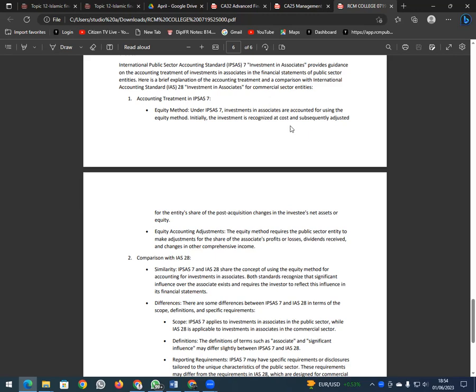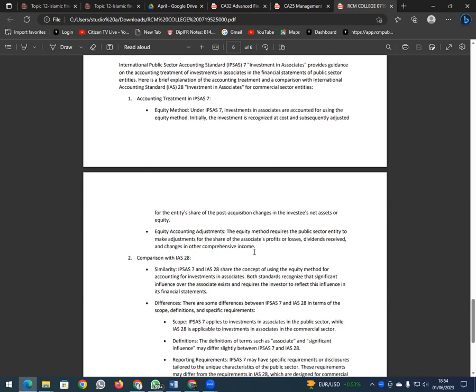10 million. And then subsequently, we shall be adjusting for the entity's share of post-acquisition changes in the investee's net assets or equity. Equity accounting adjustments: the equity method requires the public sector entity to make adjustments for the share of the associates' profits or losses, dividends received, and the changes in other comprehensive income.